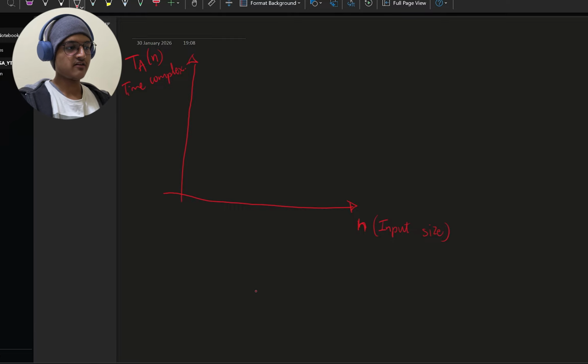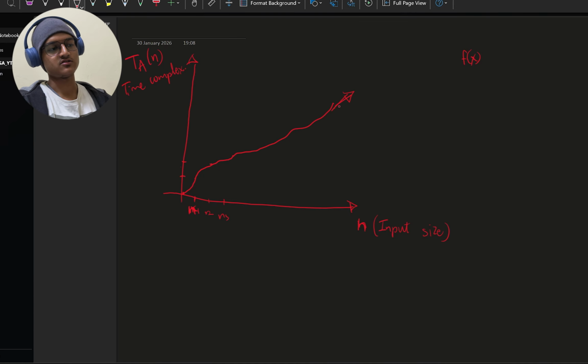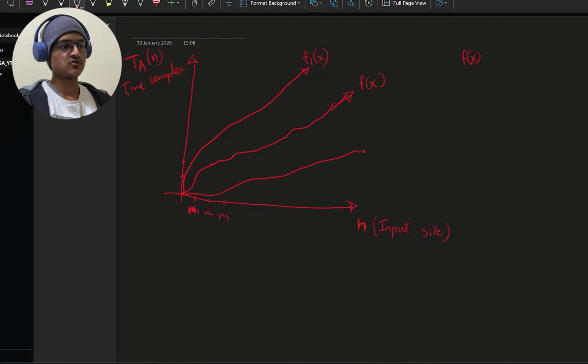For example, we have a sample program or function named f(x). For input size, let's say n1, it gives us this time. For n2, it gives us this time. For n3, it gives us somewhat this time, and if we join all the points up to n equal to infinity, it might give us a graph like this. Let's call this f(x). Now let's do one thing. We also have a graph which is like this. This is called f1(x). We also have a graph, this is called f2(x).